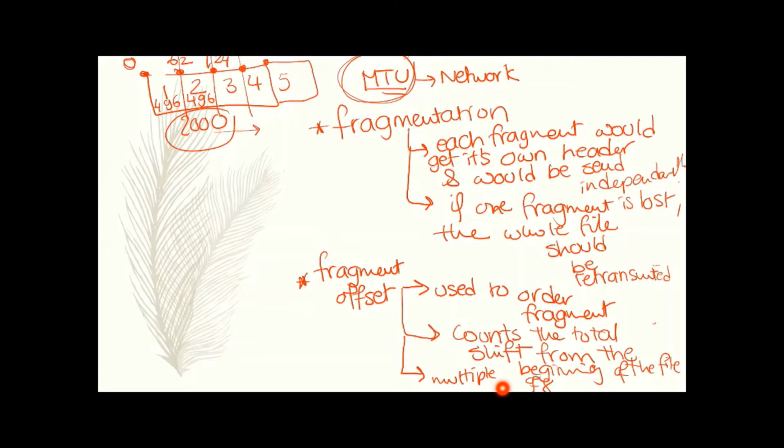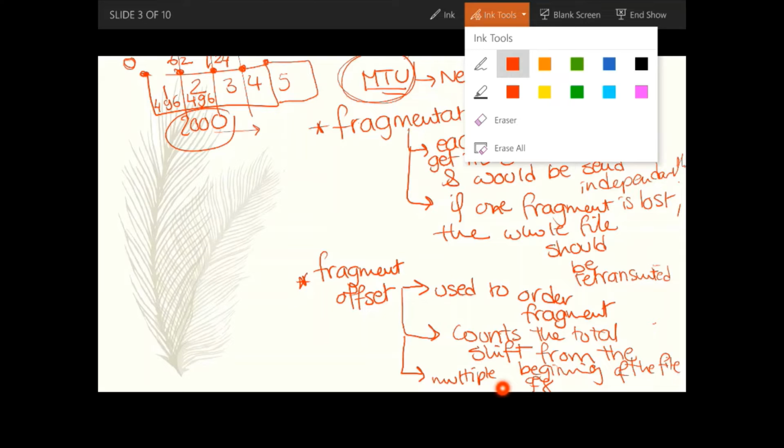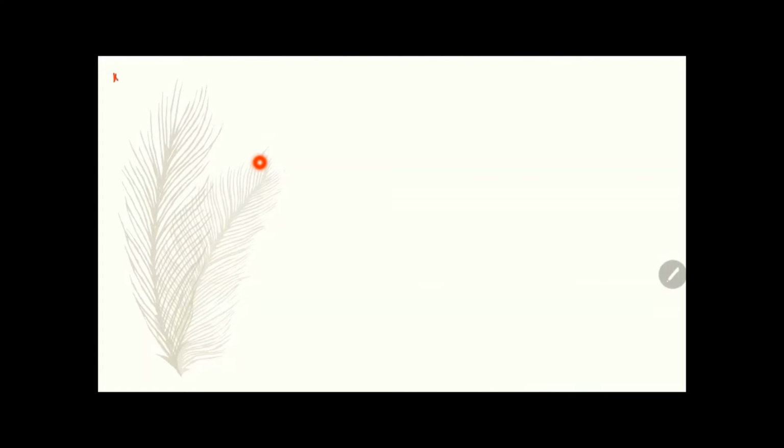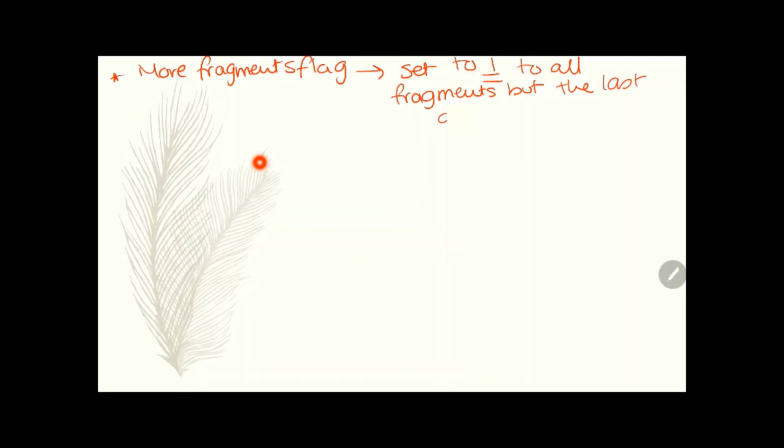Okay. Also, we need to know the term more fragments flag, which is added to the header of each fragment. What does it help us to know? It's set to 1 for all fragments but the last one, which is set to 0. This is an indicator that this is the last fragment of the packet.